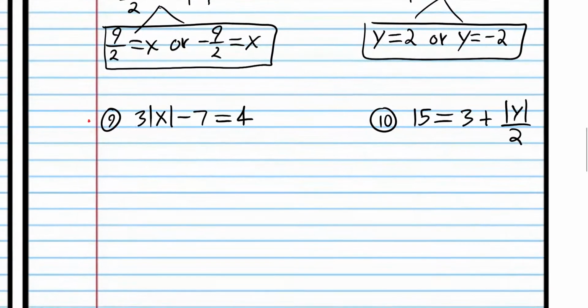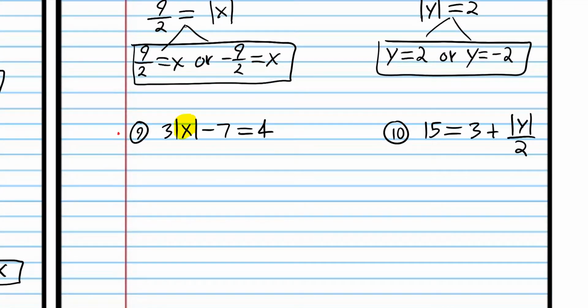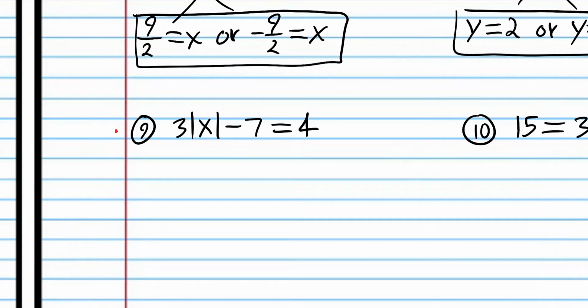All right, so now we're getting a little more complicated. Again, we need to isolate the absolute value before we can break it into parts and find the solutions. But we have a 3 and a -7. So it's not isolated. We have to get rid of the -7 and the 3. So what we're going to do is add 7 to both sides.